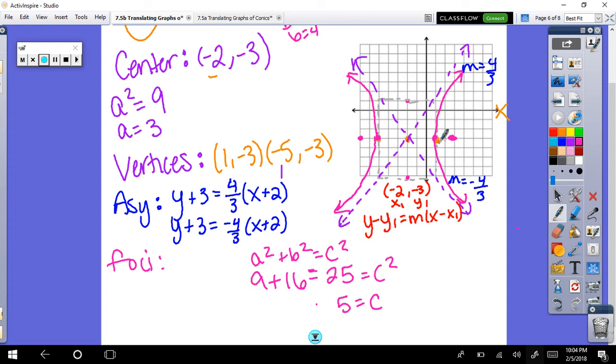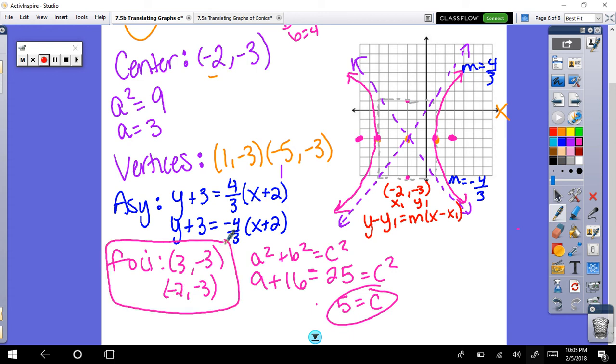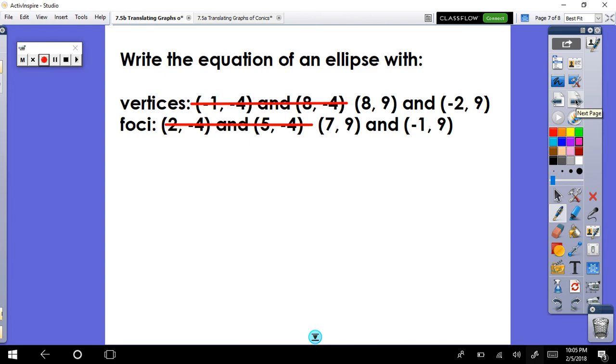And then I had my 2 focus points right here. Those are the ordered pairs 3, -3, and 1, 2, 3, 4, 5, 6, 7, -7, -3. C was 5, so from the center, you could go +5 to get to 3 and -2 minus 5 to get to 7 as well. Another way to find the focus there. All right, write in the equation.